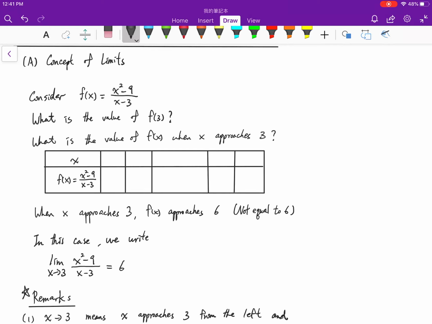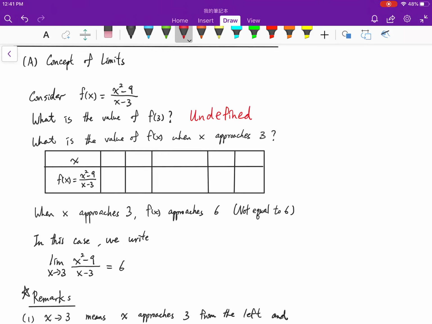Consider f(x) equals (x squared minus 9) over (x minus 3). The first question is, what's the value of f(3)? To find f(3), you put x equal to 3 into the function, and then you will find the denominator becomes 0. So the value is undefined. How about if we are not going to find f(3), but the value of f(x) when x approaches 3? Is there any difference?